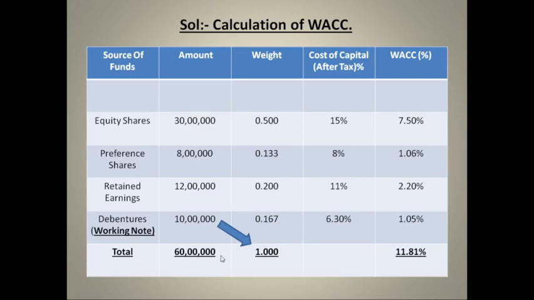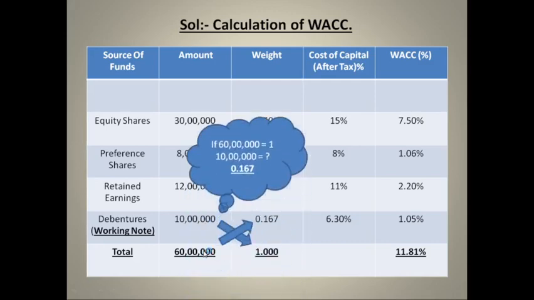So what we will do is we will use childhood maths logic. Okay, very simple. If 60 lakhs is 1, then how much is 10 lakhs? I am repeating once again. 60 lakhs is 1, so 10 lakhs is how much? So we will simply cross multiply. If 60 lakh is 1, then 10 lakhs is how much? We will get the answer as 0.167.